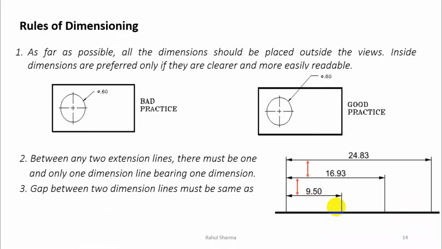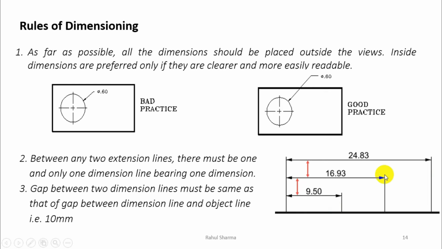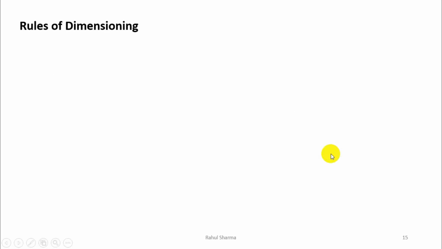Now the gap between two dimension lines must be the same as the gap between the dimension line and the object line, that is 10 mm. We have discussed in the elements that the gap between the object line and the dimension line should be 10 mm. So if a number of dimensions are coming, like in parallel dimensions, the gap between every dimension line should be 10 mm.